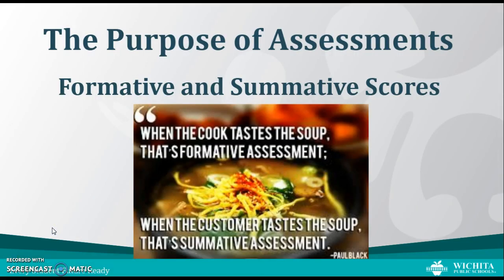The last thing we're going to talk about is the purpose of assessments. So we're talking about formative and summative assessments. And you can go ahead and read this little quote. It's the timing of the interpretation and the purpose in which the information is used that determines whether it's formative or summative.